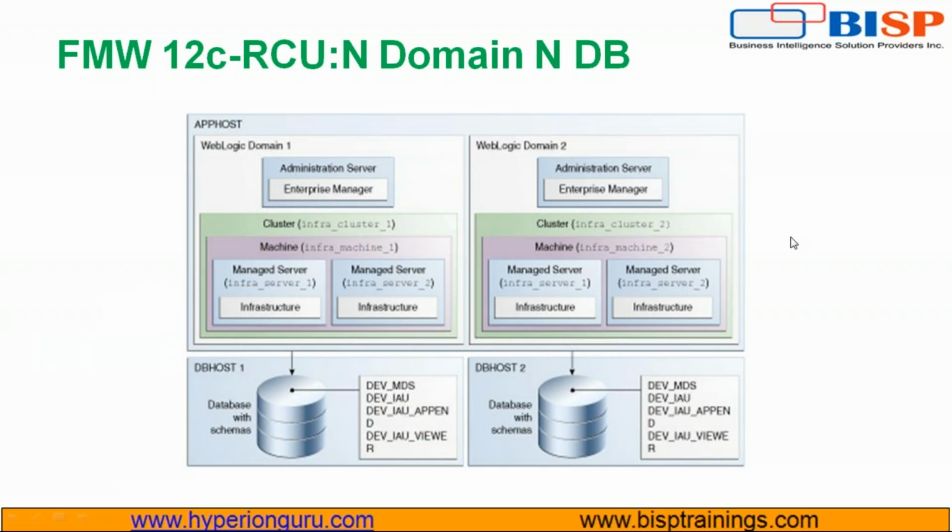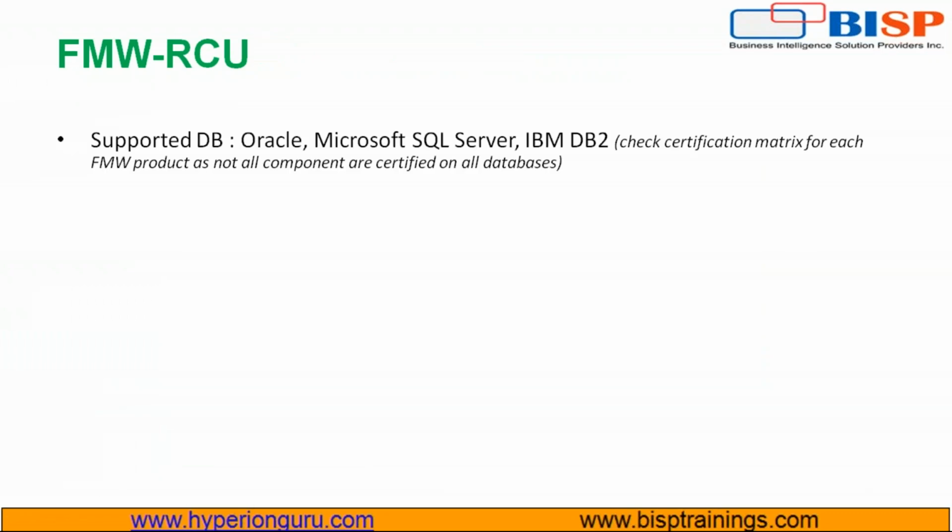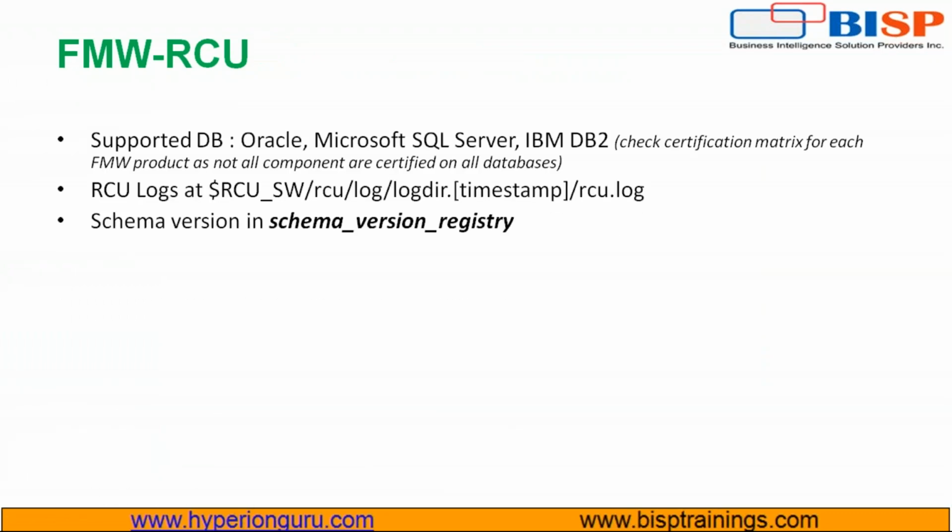So this is how it looks. You can see that. Okay, and you can use any servers. You can use Oracle, you can use Microsoft SQL Server, IBM DB2. So your Fusion Middleware supports a variety of databases as well, and it's expanding its horizon to further support the new and upcoming databases as well. Right. So this is about your RCU.